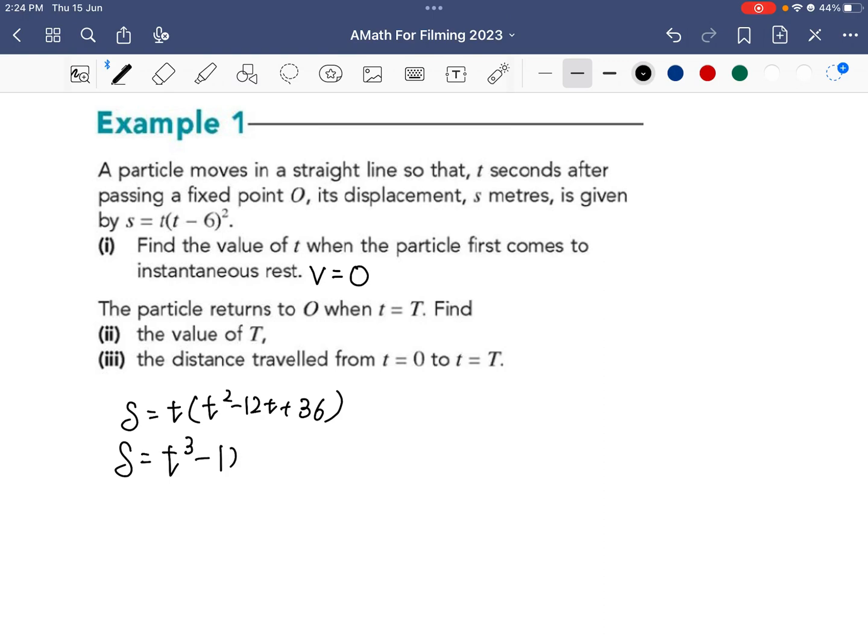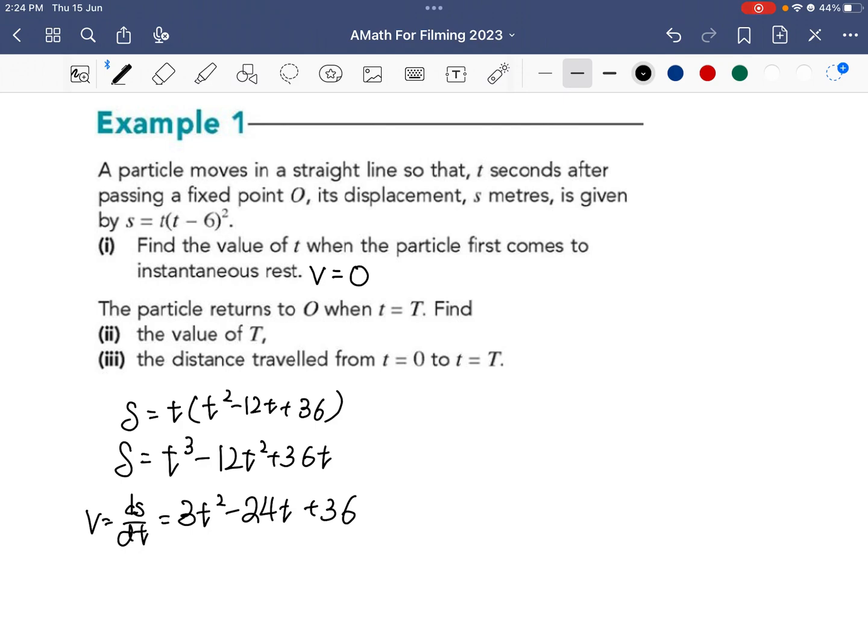Okay, what I'm doing here is I'm just simplifying to make my life a bit easier. So this is the displacement. Now velocity. How do I get velocity from displacement? I will differentiate. So I differentiate displacement with respect to time. Get 3t squared minus 24t plus 36.